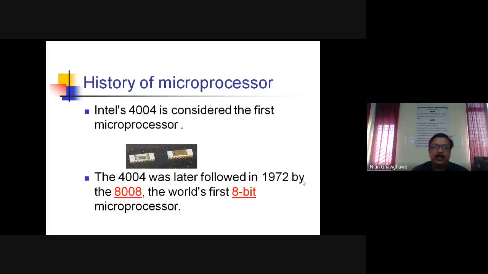Yeah. So Intel's 4004 is considered to be the first microprocessor. The 4004 was later followed in 1972 by the 8008, the world's first 8-bit microprocessor. The 4004 was a 4-bit microprocessor. It was also invented by Intel Corporation in the United States. The first 8-bit microprocessor was invented in 1972.